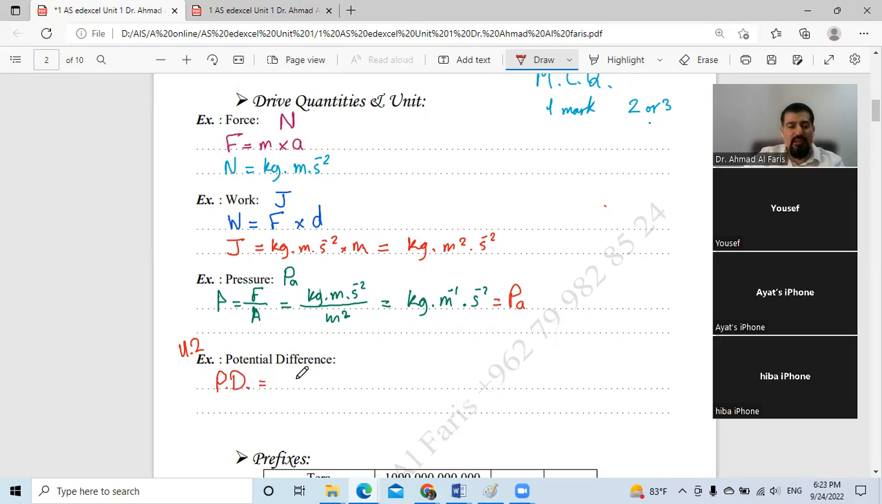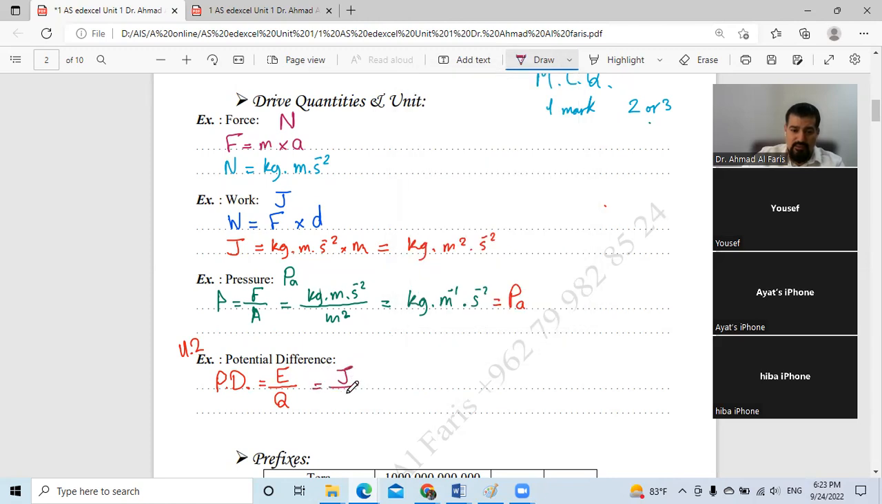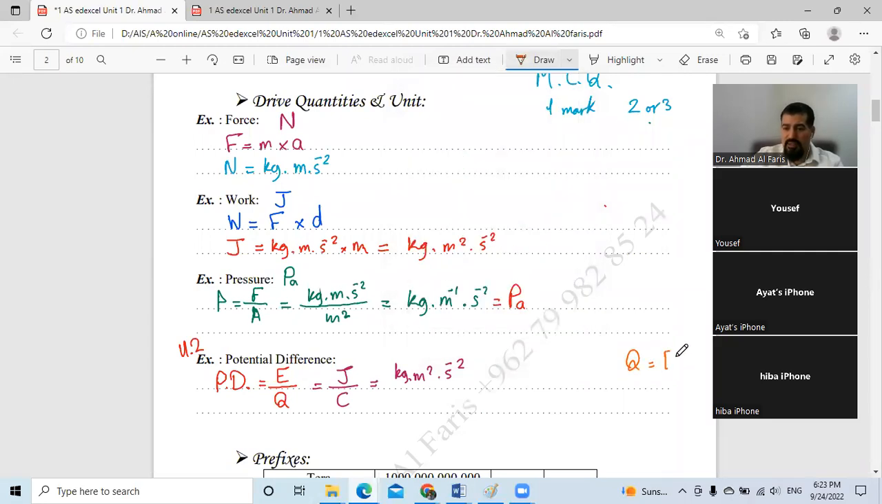Thank you, Hiba. Who else? Thank you, Muhammad. It's the amount of energy given per unit of charge. Energy we are talking about in joules, and charge in coulombs, so this is joule per coulomb. Joule we just found, which is kilogram dot meter square per second square. And charge equals current multiplied by time, so coulomb is ampere multiplied by second. So we can put it here, ampere dot second.